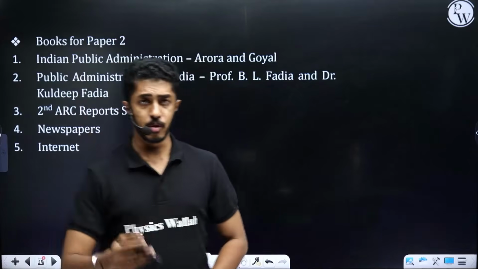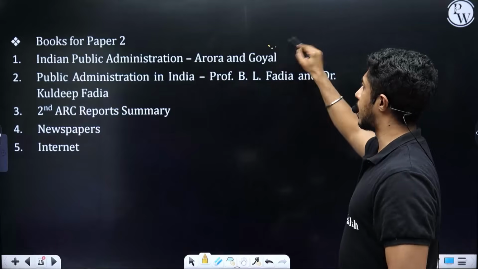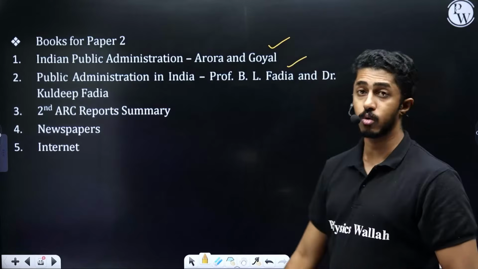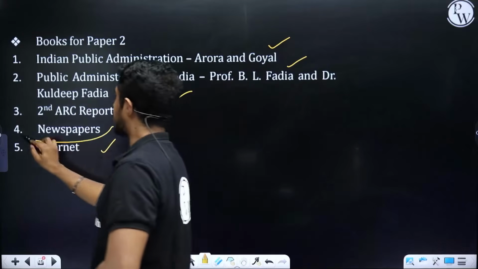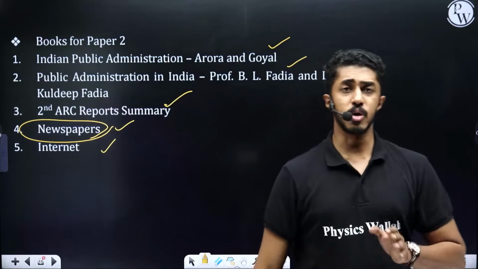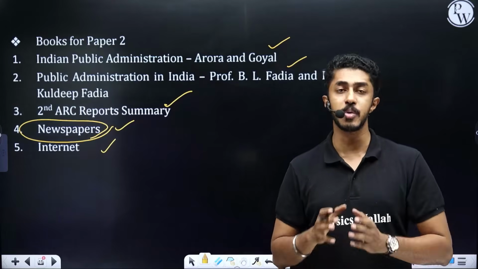Coming to paper 2. Now the books for paper 2, if you see, you have Indian Public Administration by Arora and Goyal, Public Administration in India by Professor B.L. Fadia and Dr. Kuldeep Fadia, Second ARC report summary, newspapers, internet. Yes, newspapers. Very, very, very important, because your current affairs knowledge as well as your awareness of contemporary issues becomes important.